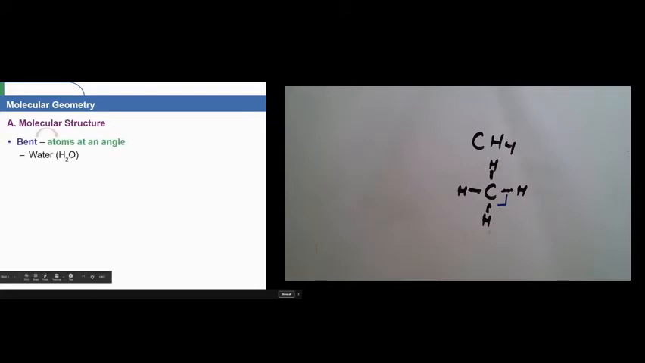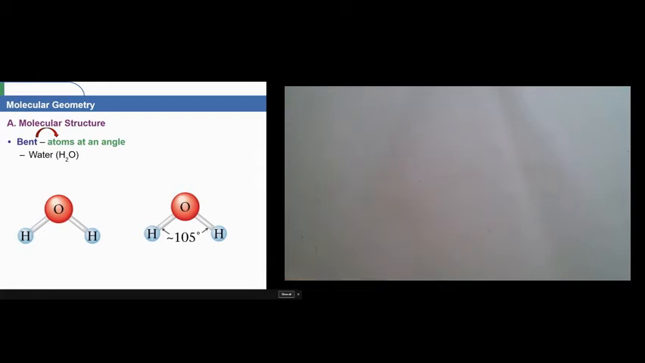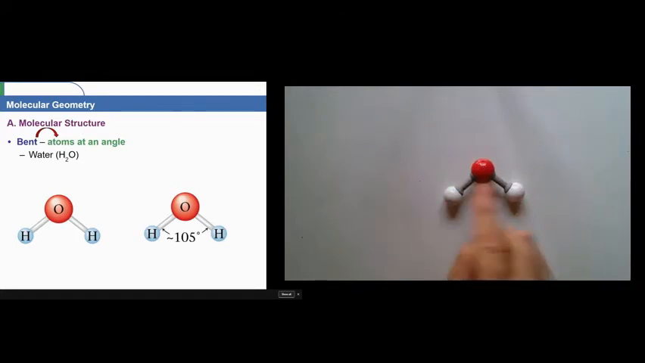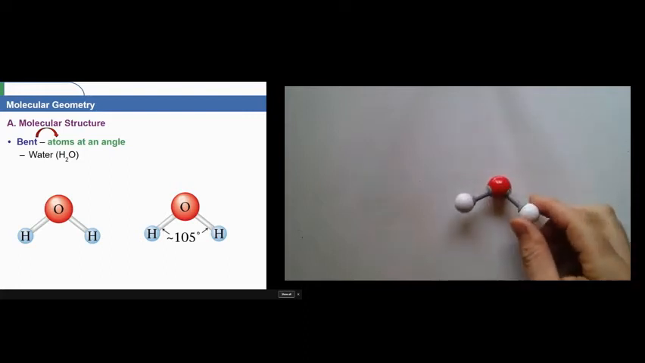Now, the first one I want to talk to you guys about is a bent structure, okay? Now, bent structures, the atoms are at an angle. For example, a water molecule. Water molecules, right, looking like this and like what you see on the screen, water molecules have about a 105-degree angle between them, and they're made up of only three atoms, a central one and the two ones sticking off from it.